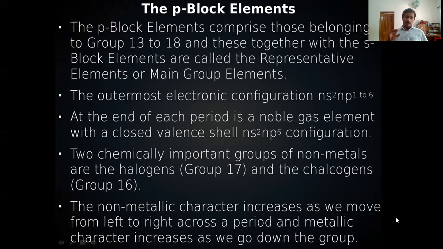From boron to carbon, carbon is a non-metal, carbon to nitrogen, nitrogen to oxygen, oxygen to fluorine, fluorine to neon. The non-metallic character increases. But as we move down the group, metallic character increases.